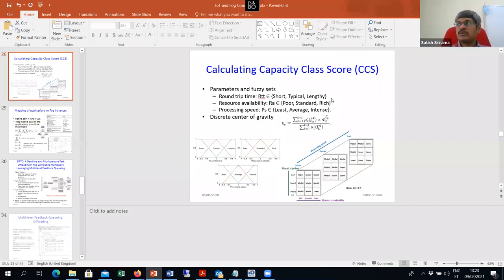If the fog node is, for example, in the next building, I have throughput at least up to the next building. However, if the fog node is lying just here, what is the throughput I have if both of them are in the same network?